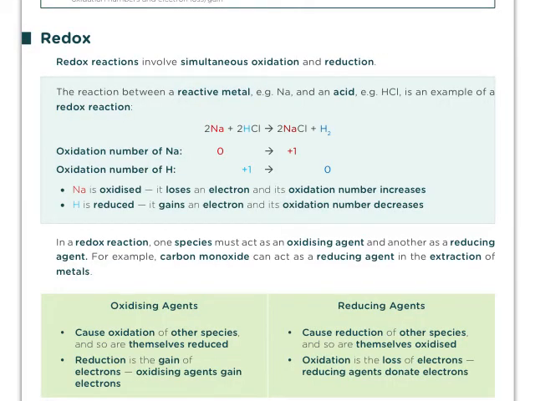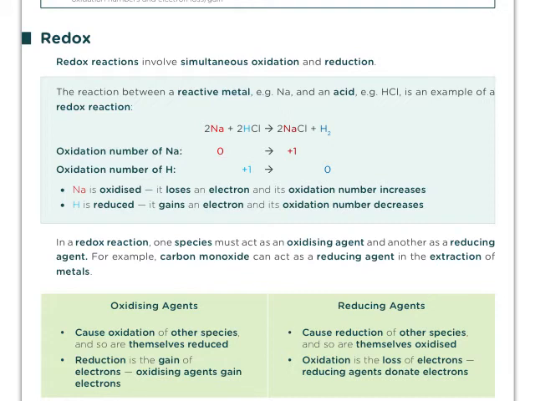As we know from key stage 4, redox reactions don't happen on their own. They're always simultaneous oxidation and reduction reactions. So if there's oxidation, there is also reduction taking place. And we can see that in the example of reacting sodium with hydrochloric acid. Let's look at how the oxidation number of sodium changes in this reaction.